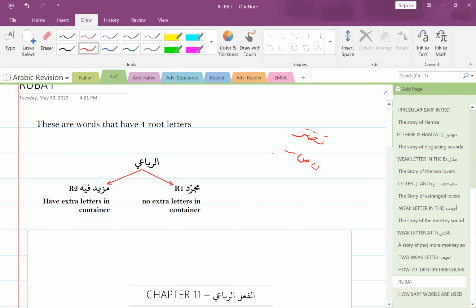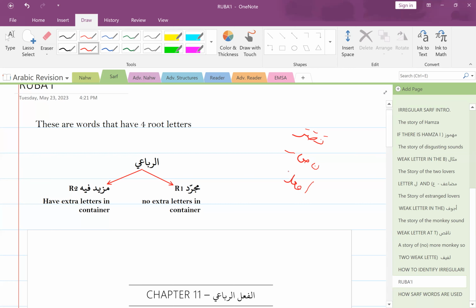If you take these root letters, and it is just limited to the 3 letters, it is called Thulathi Mujarrad. We covered this way in the beginning. So Thulathi Mujarrad, limited to only the 3 root letters, like Nasara, for example. Nusira, limited. Fataha, like that.